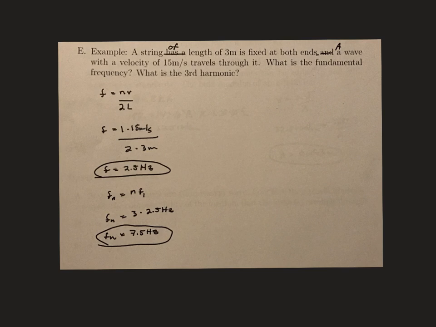Alright, so remember n equals 1 is when you have the fundamental frequency. And since we have a standing wave traveling through a string, we want to use the relationship frequency equals the harmonic number times speed divided by 2 times L.